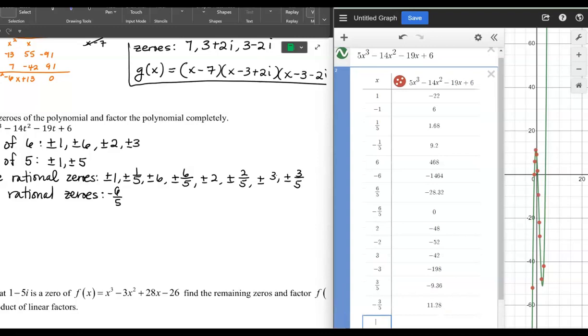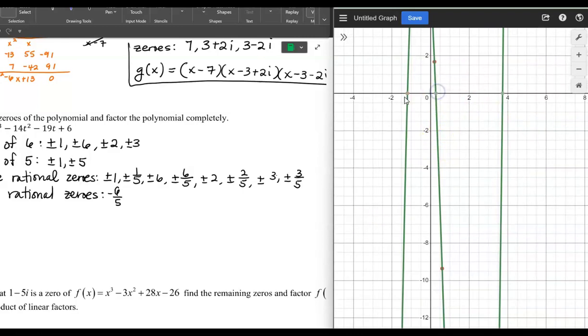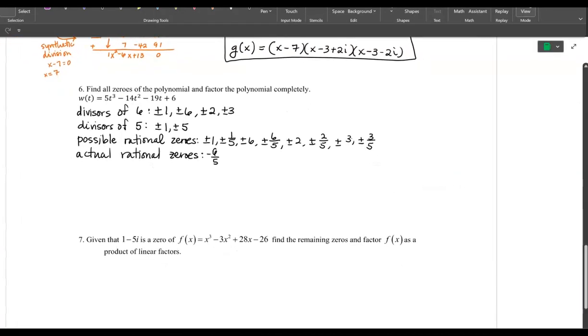So when I check the rest of the numbers, I don't find any more zeros for the polynomial. Nothing else gave 0 out. But when we look at the graph here, I can see the 0 that we found of negative 6/5. That's the negative 1.2. But there are definitely 2 more zeros, these two. But the reason these are not showing up in our list is because the 2 remaining zeros are not rational. They are irrational. And so we'll have to go through the algebra to find what those are.